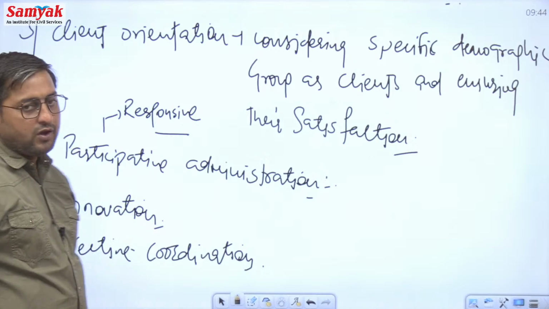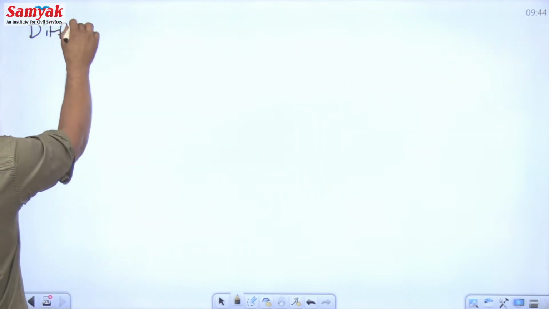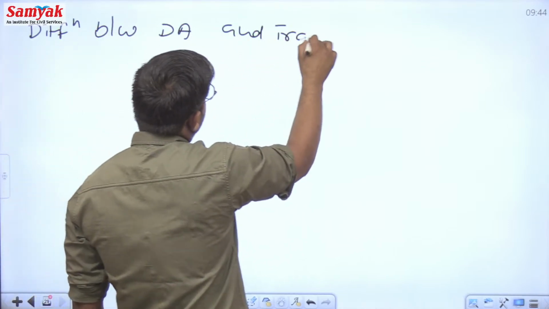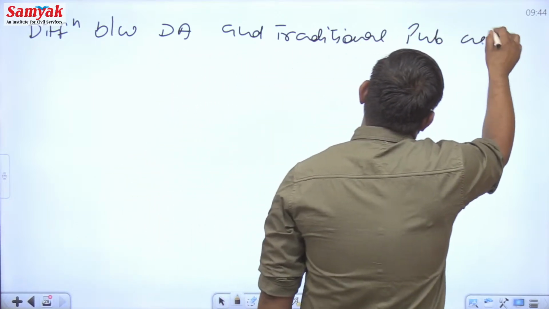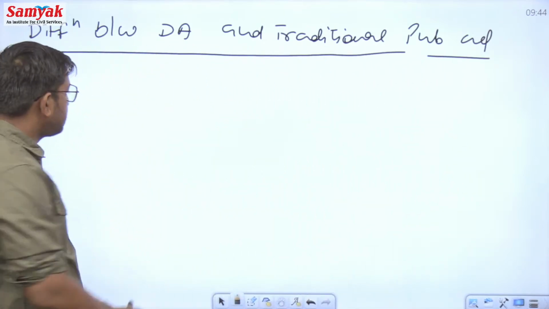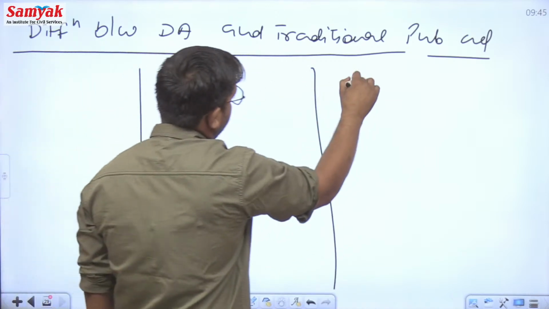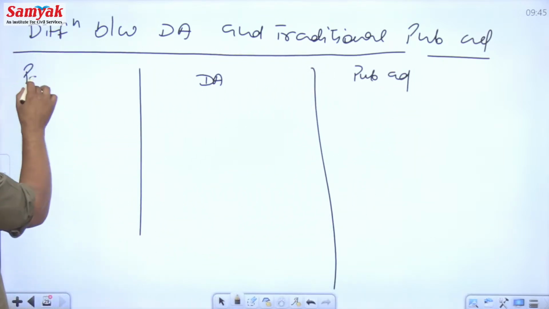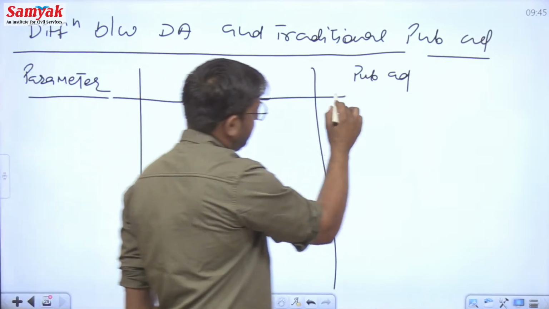Okay. Now comes the question of how development administration differs from traditional PubEd, or the general PubEd which we know. If we talk about the difference, there can be multiple parameters. Here we can write DA, here we can write PubEd, and here we will use the various parameters on which the difference can be made.